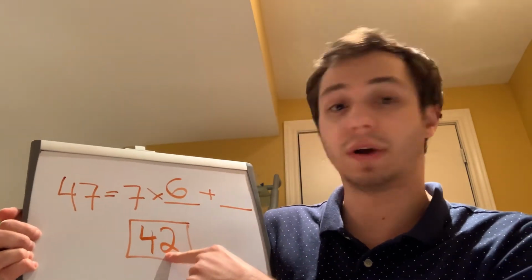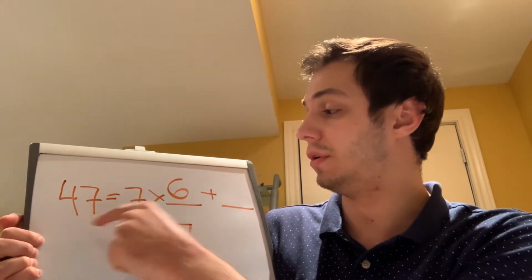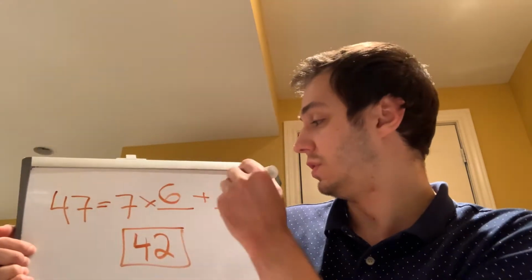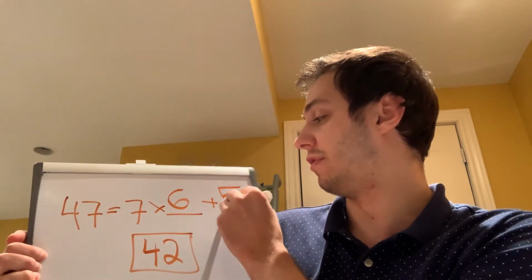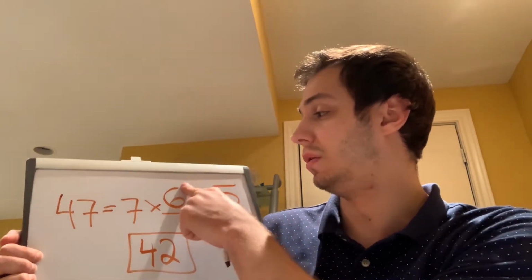Now I have to figure out what I have to add to 42 to get to 47. Right, 42 plus 5 will give me 47. So then I'm going to add 5. Just like that. Right, we can use different numbers as well.